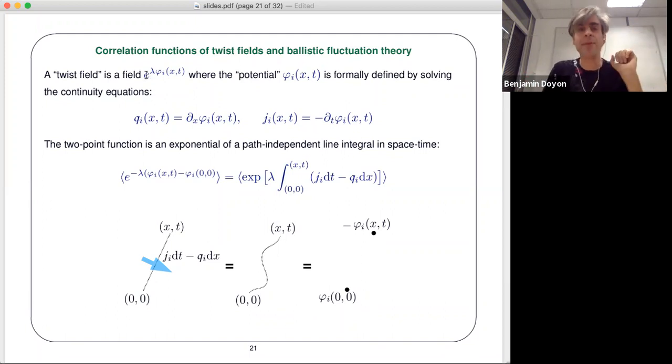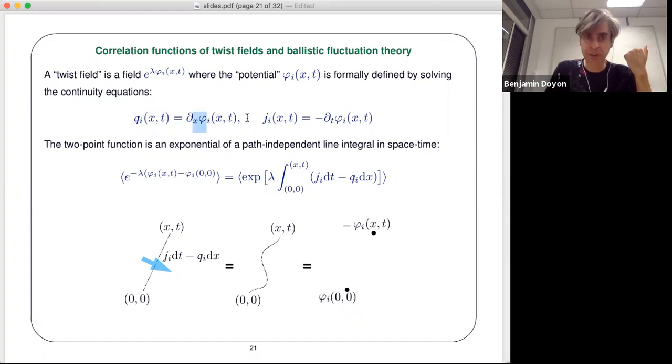So let me discuss what I mean by a twist field here, in the context of a hydro description of the model. Okay. So remember that we have these conserved densities and conserved currents. Now, they satisfy the equation dt q plus dx j equals 0. So it's always possible to formally solve this equation by introducing some kind of height field, phi, okay?